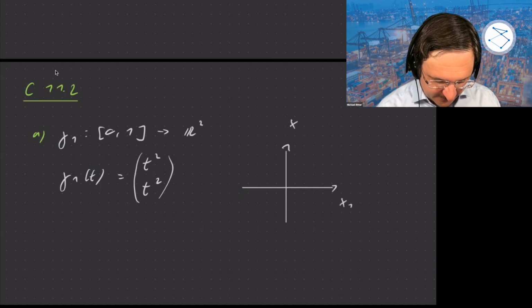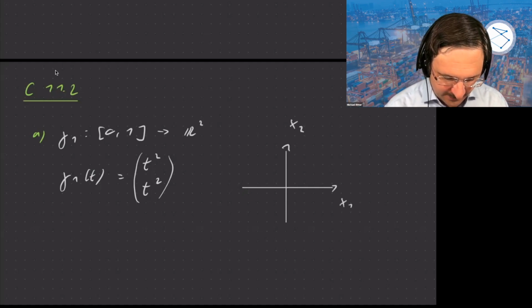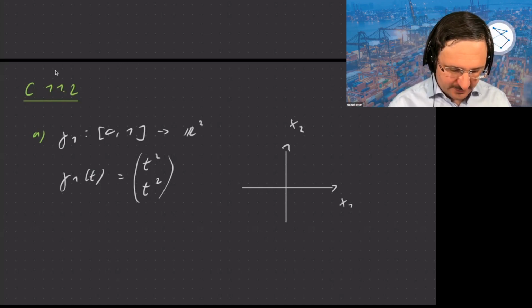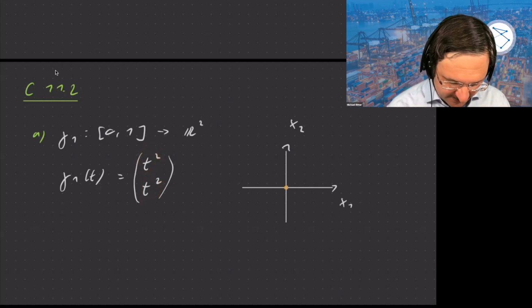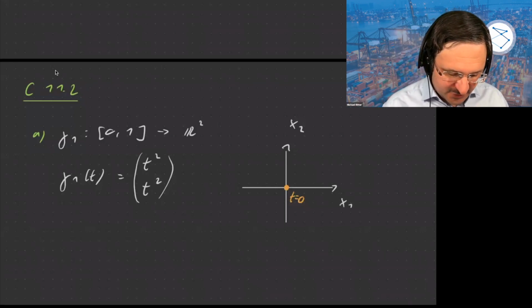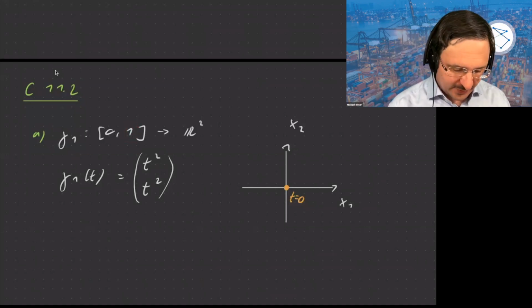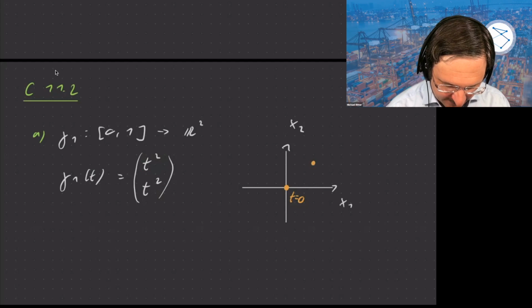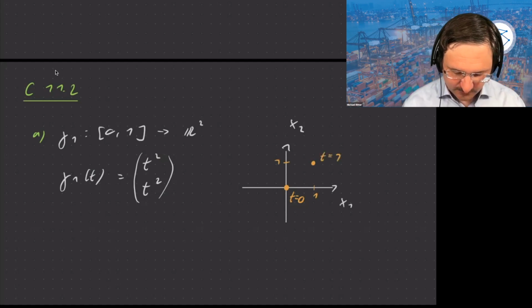So let's draw a plane, x1, x2. And then for t equals 0, for example, the point that we get is simply 0 squared and 0 squared, so the origin. That means the curve starts at the origin. This is t equals 0. At the end of this parameter interval, 1, we get 1 squared, 1 squared. So that's the point 1, 1. That's where the curve ends. So this is 1, 1, and this corresponds to t equals 1.